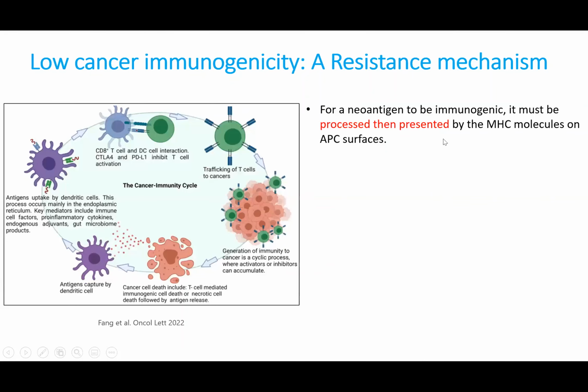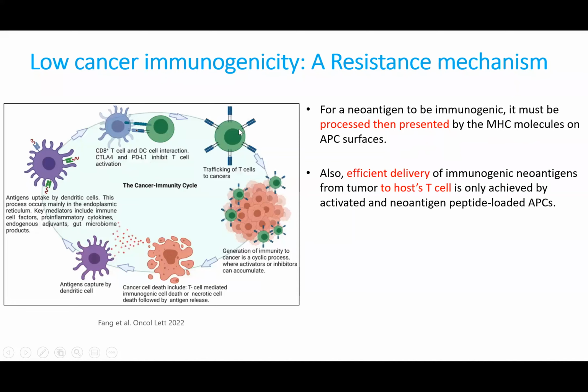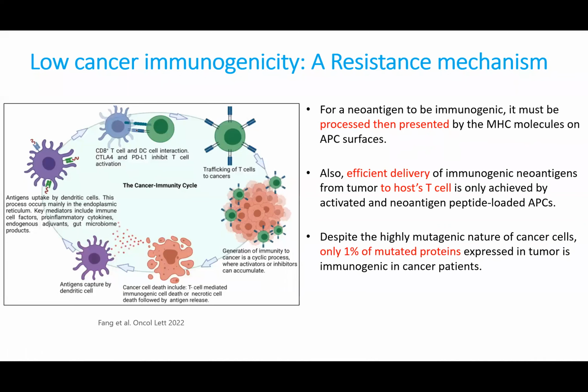And for a neoantigen to be immunogenic, it must be processed and presented by the major histocompatibility complex molecules on antigen-presenting cells like dendritic cells. So after uptake of the antigen by the dendritic cell, it will process this antigen in the form of peptide-major histocompatibility complex, and will prime the T cells in the lymph node. These primed T cells will migrate into the tumor and recognize these antigen-expressing cancer cells, leading to their elimination.